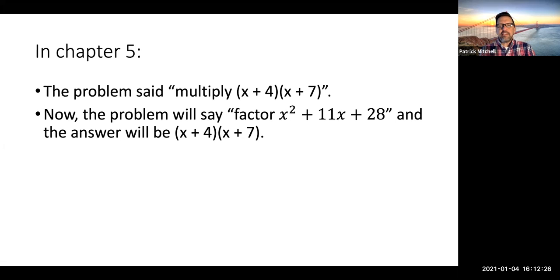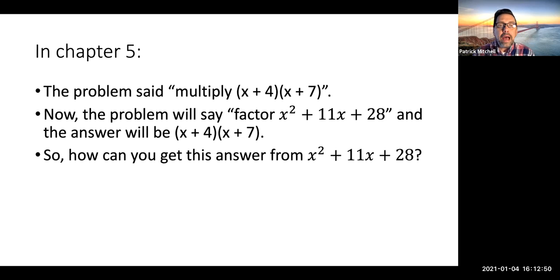All right, so the Chapter 6 version of this problem is going to say factor x squared plus 11x plus 28, which remember was the answer to the Chapter 5 problem. And now the answer will be x plus 4 times x plus 7. So sometimes I like to say that factoring is doing a multiplication problem, sort of Jeopardy style. So how can you get this answer from x squared plus 11x plus 28? Well, I pointed out to you on my tablet where the 11 and the 28 came from, right? The 11 came from 4 plus 7, and the 28 came from 4 times 7.